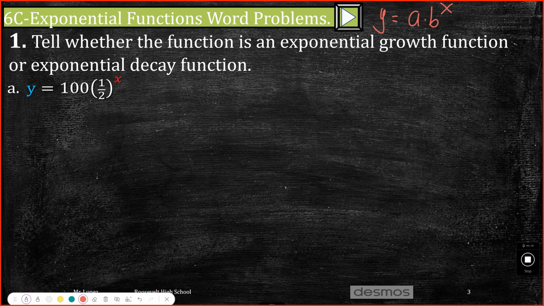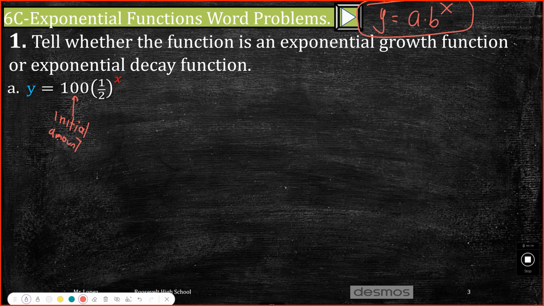Like I said before, y equals a times b to the power of x is an exponential function where a is what? What does a represent in the equation? The initial amount. So this represents the initial amount. The initial amount has nothing to do with if it's a growth or decay. It's just telling you how much you have to begin with.